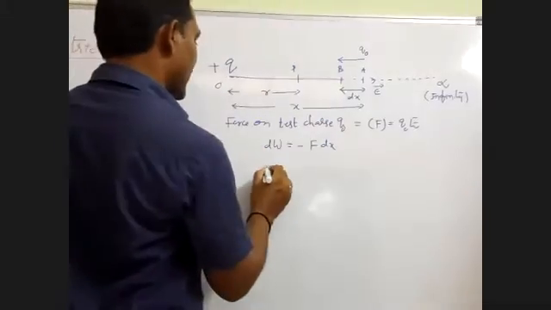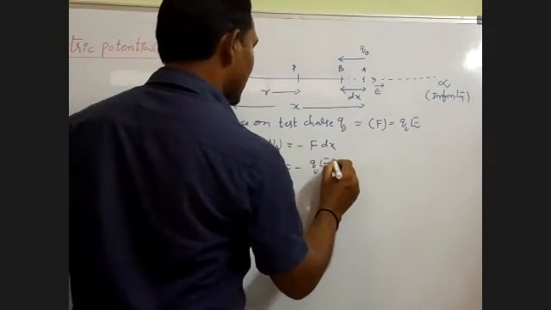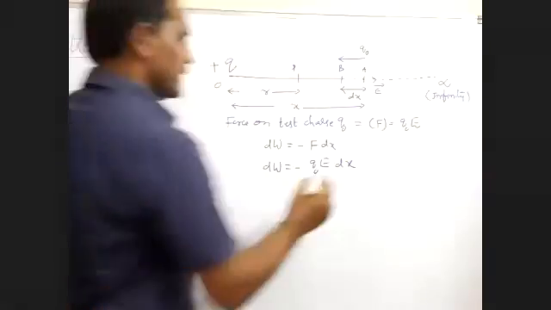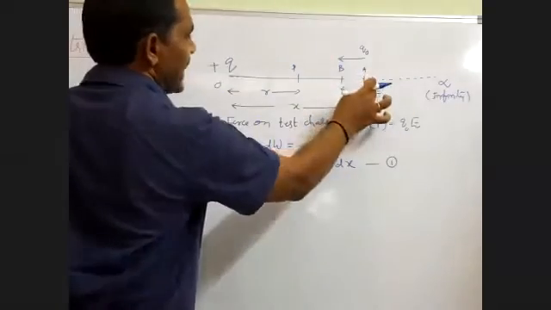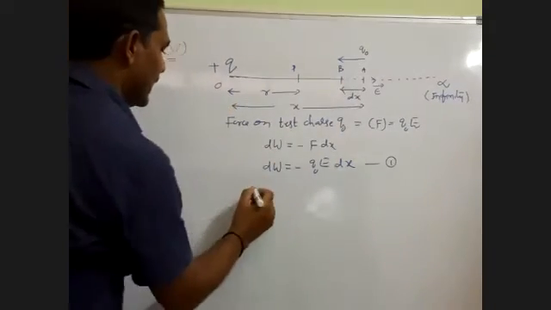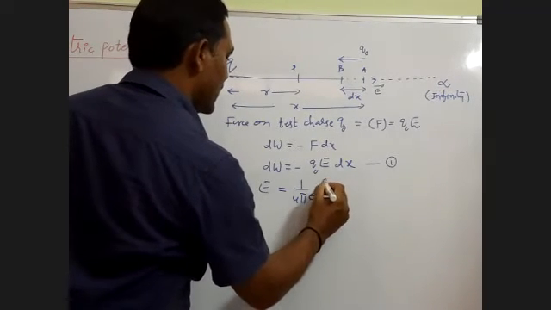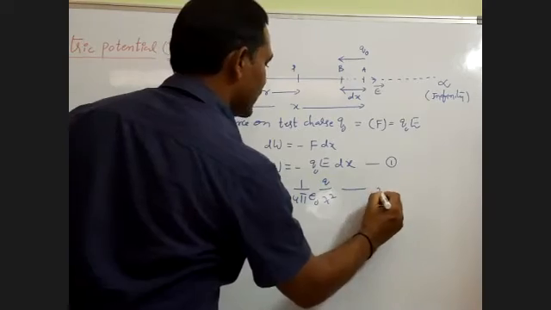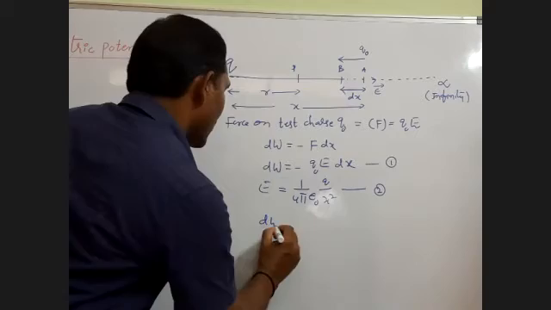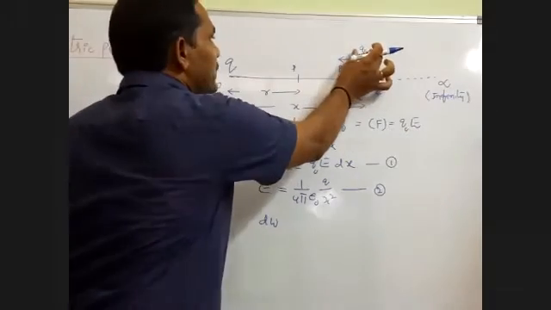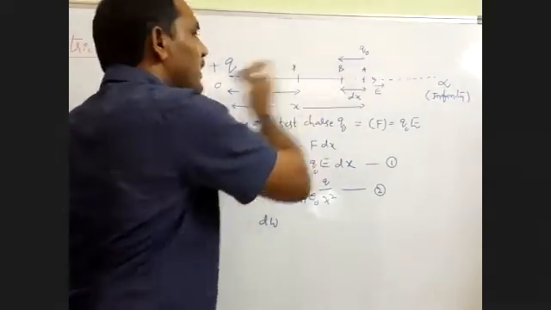Okay. So dW is equal to minus, but F is equal to what? Q naught E dx. This is equation 1. But the electric field strength due to the point charge at the distance x, that is at the point A, electric field strength at the point A. What is the formula? 1 by 4 pi epsilon naught q by x square. It is the equation. Substitute this value here. Then the work done in moving the test charge q naught to the displacement dx, that is from point A to B, against the direction of electric field.